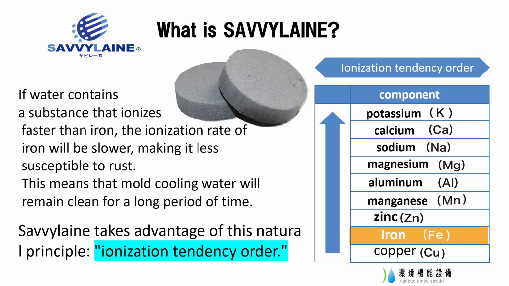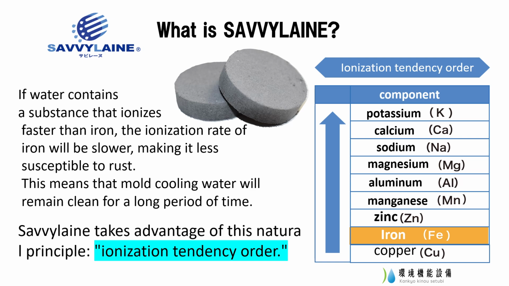The mechanism for preventing rust utilizes a natural law known as ionization tendency. Potassium, calcium, and other ingredients are released from SAVVY-LAINE tablets in an ionized form. Mold cooling water contains a lot of iron ions because it comes into contact with the mold. When these iron ions ionize, they turn into iron oxide, but this ionization process occurs in order. As more substances in the water ionize before iron does, the speed at which iron ionizes, that is, rust, slows down. The ions released by SAVVY-LAINE are more likely to ionize than iron.